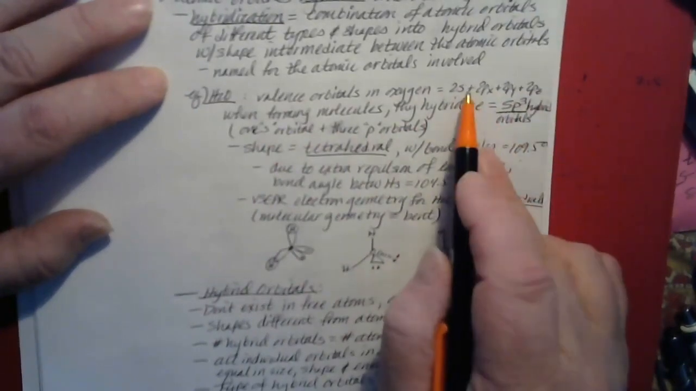The valence orbitals in oxygen are a 2s and the 3 p-type orbitals of the second shell, 2px, 2py, and 2pz. So you've got a total of 4 orbitals, 2 types of orbitals, but 4 individual orbitals in the valence shell of oxygen. When forming molecules, they hybridize and form what's known as an sp3 hybrid orbital. And it's called sp3 because it's a combination of an s orbital and 3 p orbitals. So s, p, p, p, or sp3.